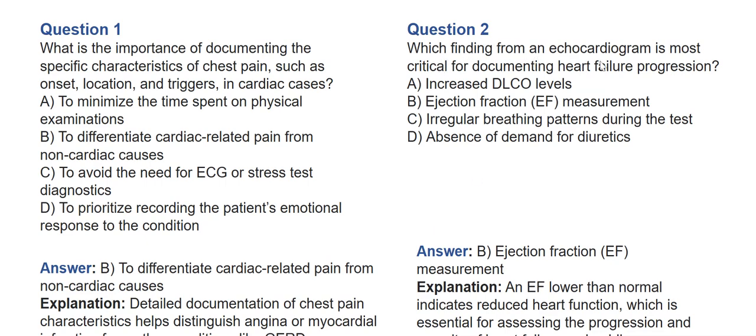Question 2. Which finding from an echo is most critical for documenting heart failure progression? A, increased DLCO levels. B, ejection fraction, EF, measurement. C, irregular breathing patterns during the test. Or D, absence of demand for diuretics. So definitely the answer here is B, the EF. An EF, ejection fraction, lower than normal indicates reduced heart function, which is essential for assessing the progression and severity of heart failure and guiding treatment plans.